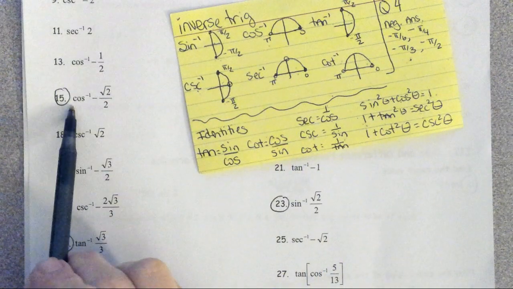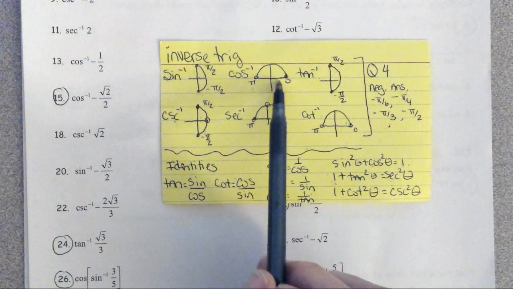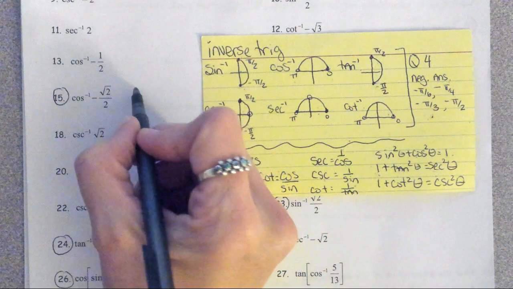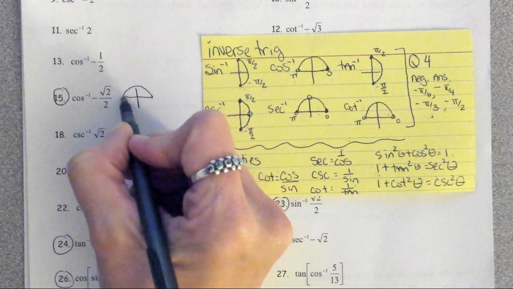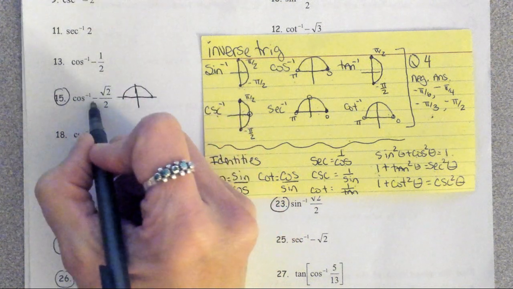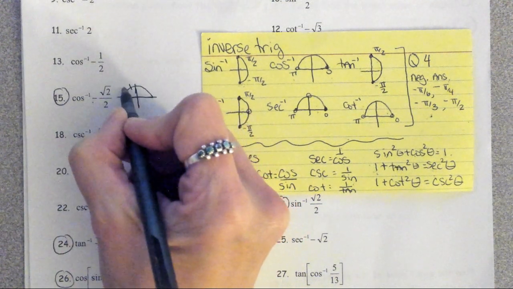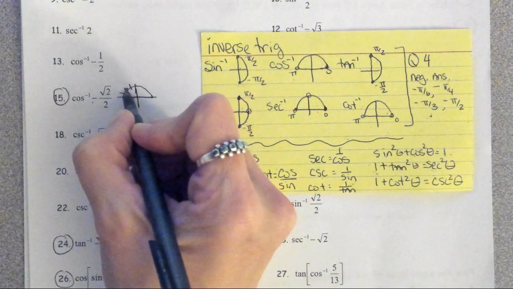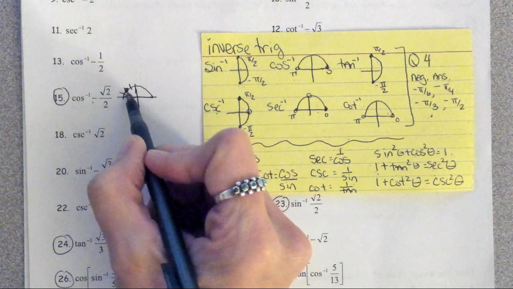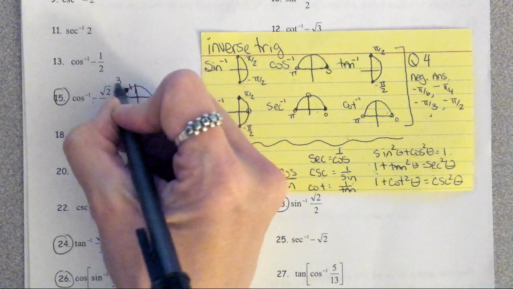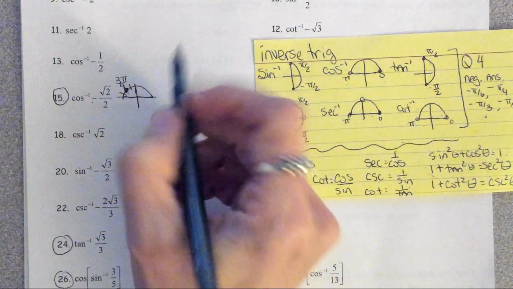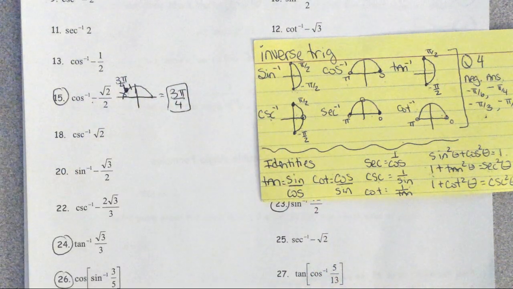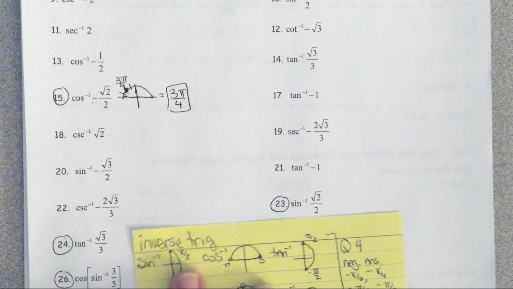So on 15, it says cosine inverse. So I look at my note card, and I notice that cosine inverse has to go from 0 to pi. So I can only look at answers in quadrant 1 and in quadrant 2. Because it's a negative cosine, that tells me to focus on quadrant 2. And in quadrant 2, I know that x is negative root 2 over 2 right here in the middle. And that right there is 3 pi over 4. So your answer is 3 pi over 4. And you're done.